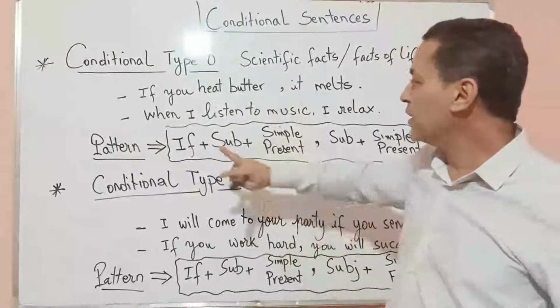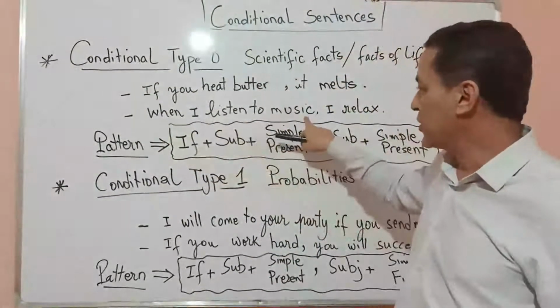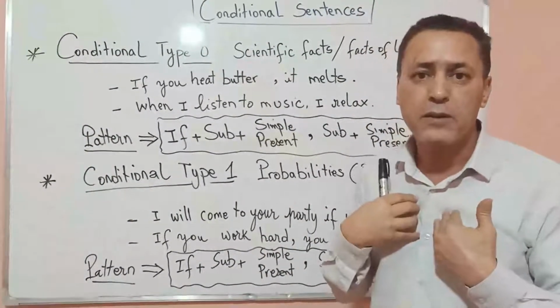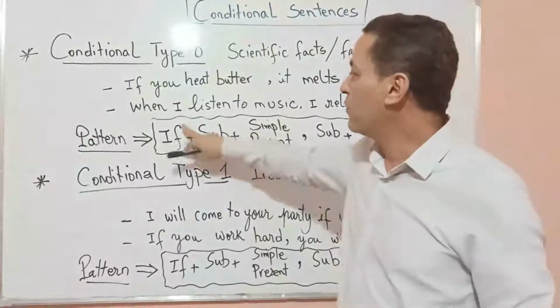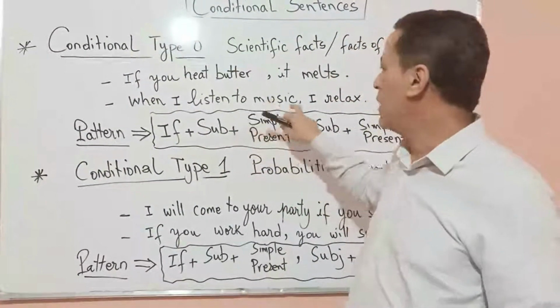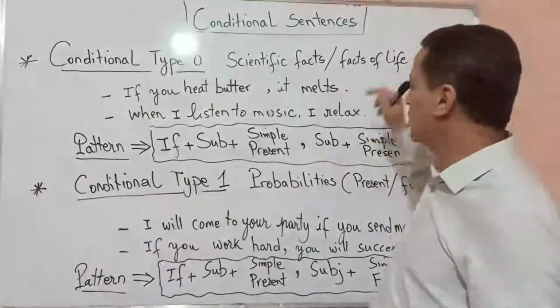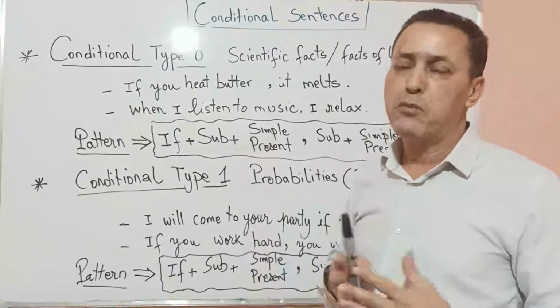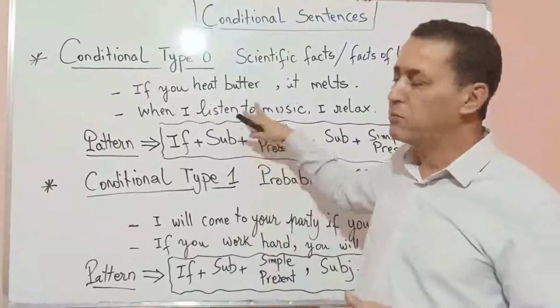Right. Now let's look again at the next sentence. When I listen to music, I relax. This is a fact about me. Okay, and it's 100% true. All the time, whenever I listen to my favorite music, I relax. Right. We said this is a fact of life. Right. You may also think about your own example. Okay, we can give more examples.